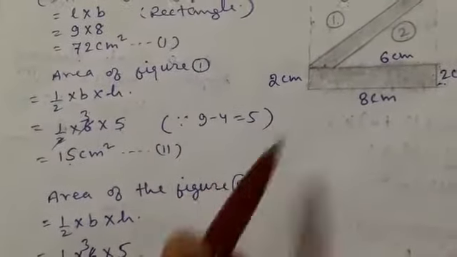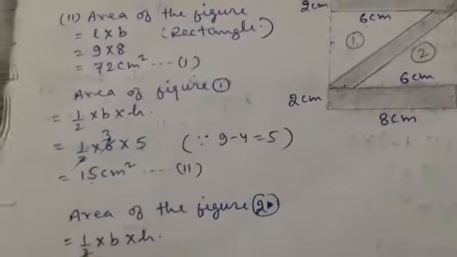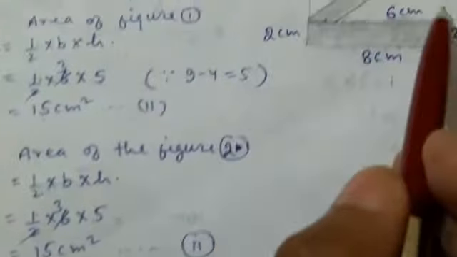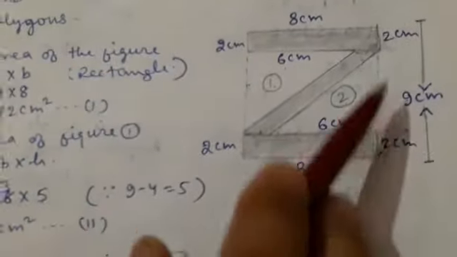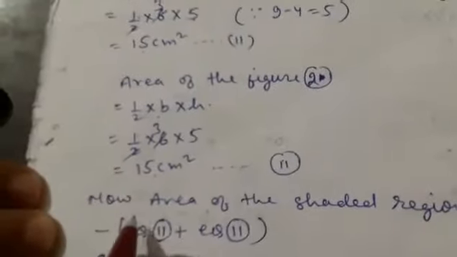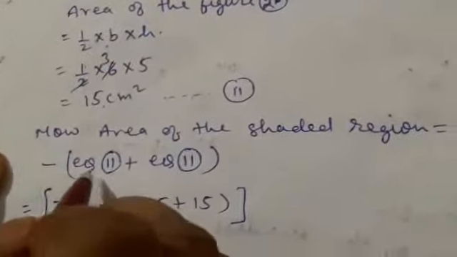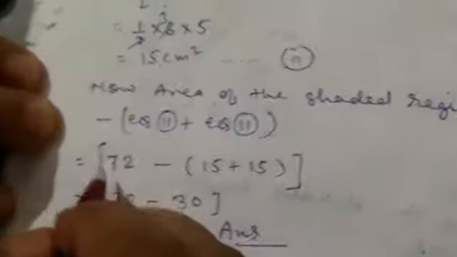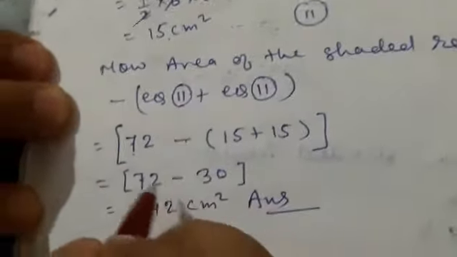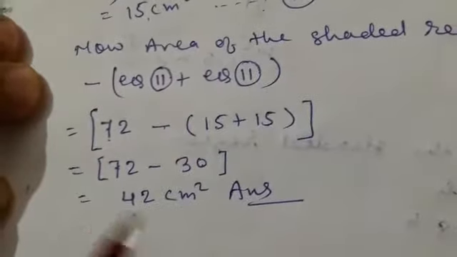Now the area of the second triangle. Again half b into h. The base is also 6 centimeter and height will be 5. So 2 3s are 6, 3 5s are 15. The area of the second triangle is also 15 centimeter square. Now area of the shaded region will be equation 1 minus equation 2 plus equation 3. This is our second equation, this is our third equation. So we will write down like this: 72 minus 15 plus 15. So 72 minus 30, that is equal to 42 centimeter square will be our answer.